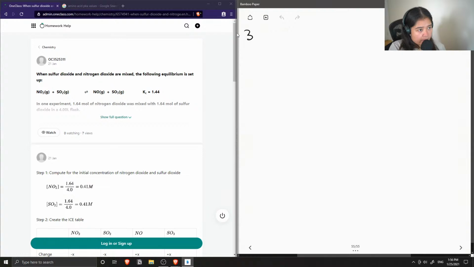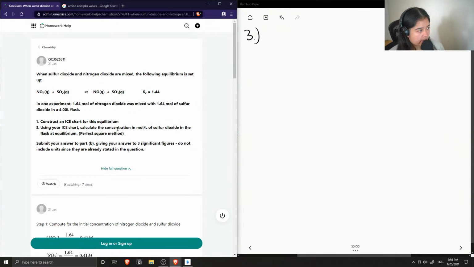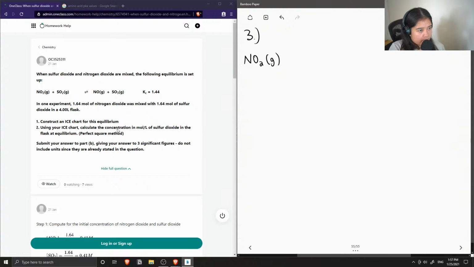Okay, so question number 3. When sulfur dioxide and nitrogen dioxide are mixed, the following equilibrium is set up. So we have NO2 gas plus SO2 forms NO plus SO3. And the Kc value is 1.44.